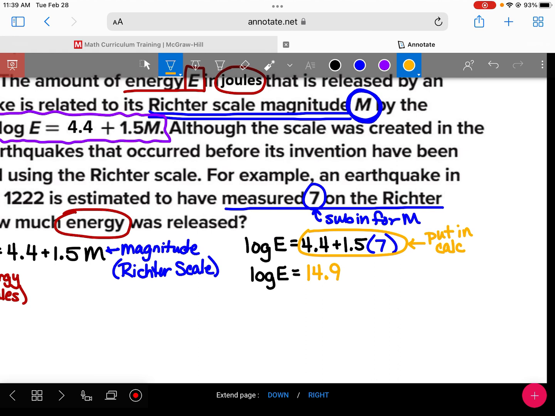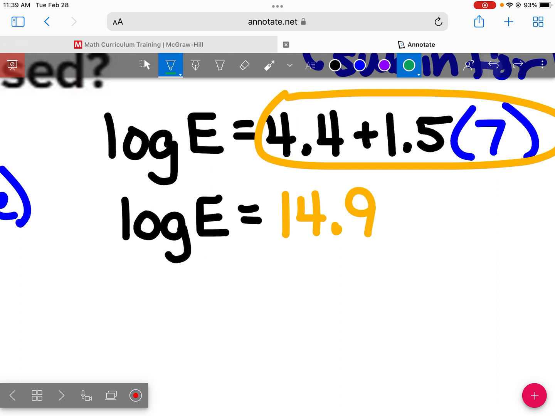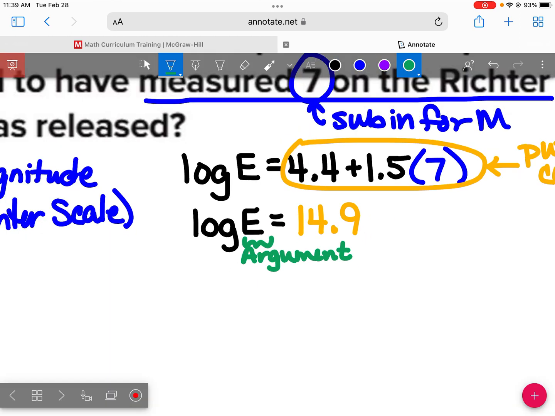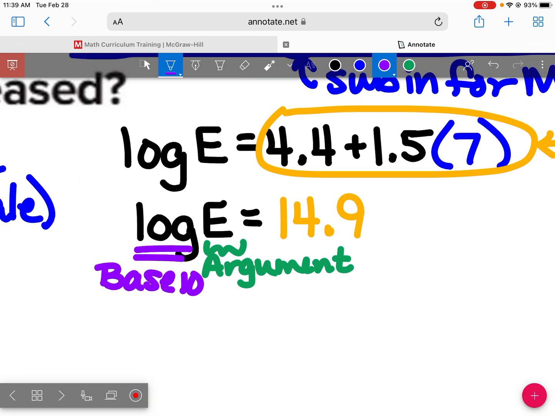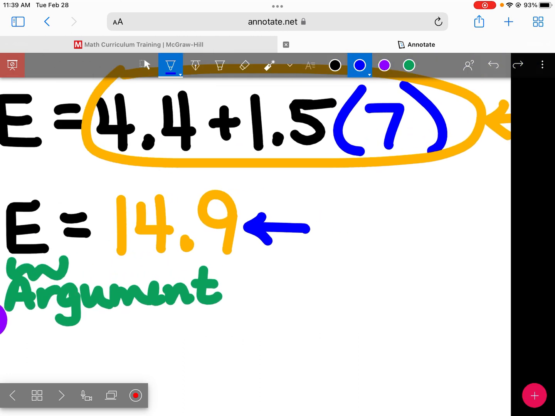The piece that I'm trying to find, that capital E, what part of the log is it? Is it the base? Is it the exponent? Is it the argument? We are trying to find the argument. What's the base when you see just log? Base 10. What does that mean this 14.9 is then? That's the exponent.